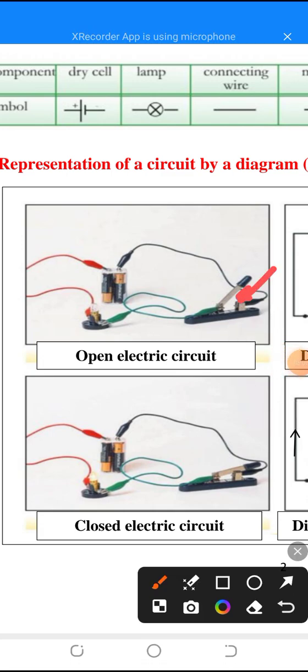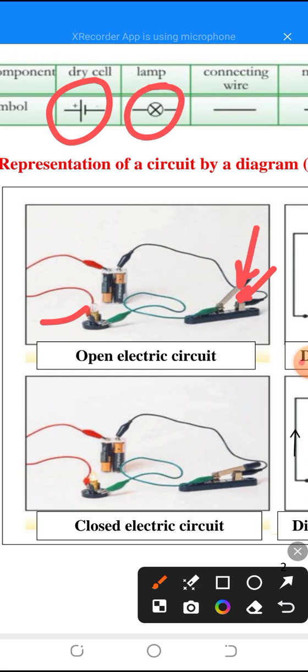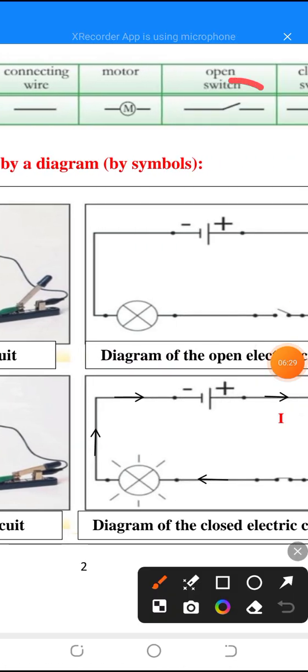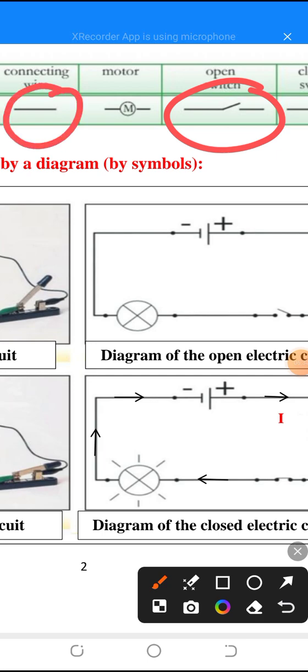So in order to represent it by a diagram, what do we do? We have to represent each component by its symbol. So the dry cell, we have to draw it by this symbol. The lamp, we draw it by this symbol. And this switch, we draw it by which symbol? By this symbol because it's open, and we join them by connecting wires.